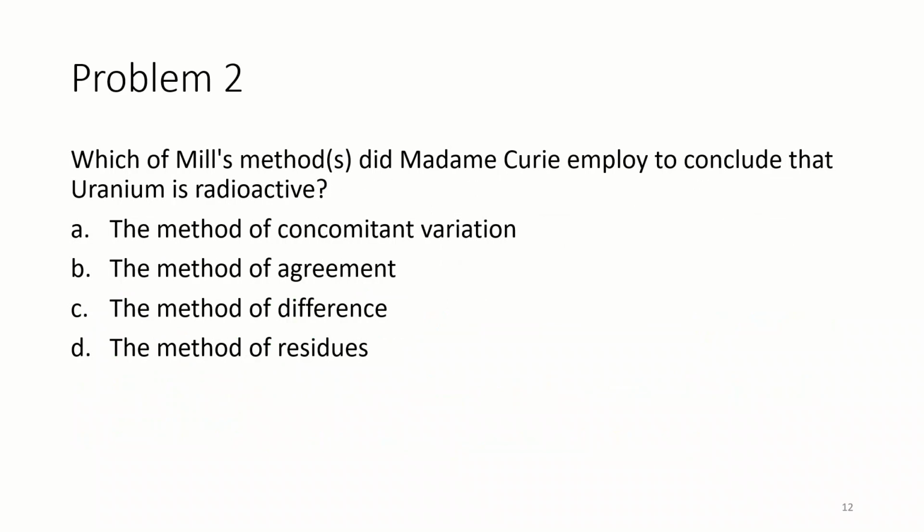Okay, so this is a problem too. This is also from last year's questions. We have Mill's four methods of causal determination, and you have to tell which one of them Madame Curie employed to conclude that uranium is radioactive. So this is also a multiple correct question. I'll give around 2-3 minutes.